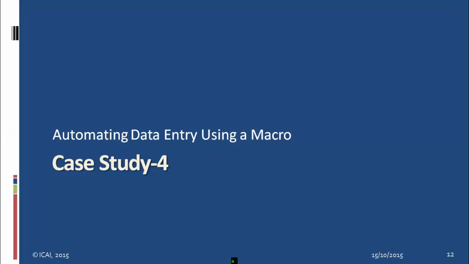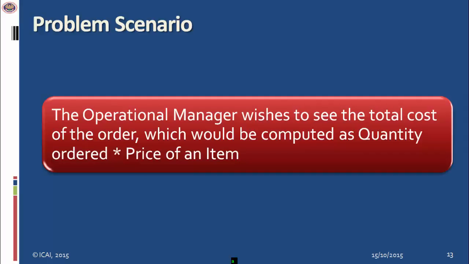Next case study, automating data entry using a macro. It's case study number 4. Problem scenario. The operational manager wishes to see the total cost of the order, which would be computed as quantity ordered multiplied by price of an item.